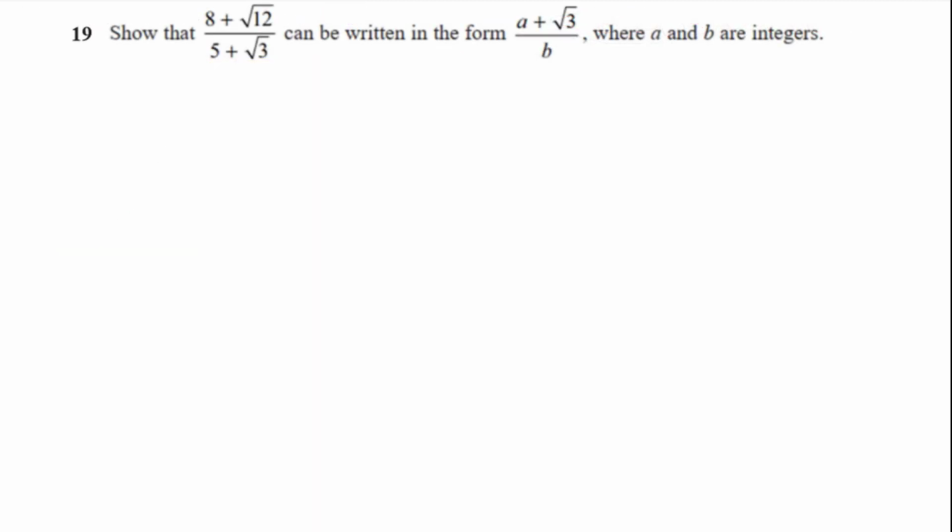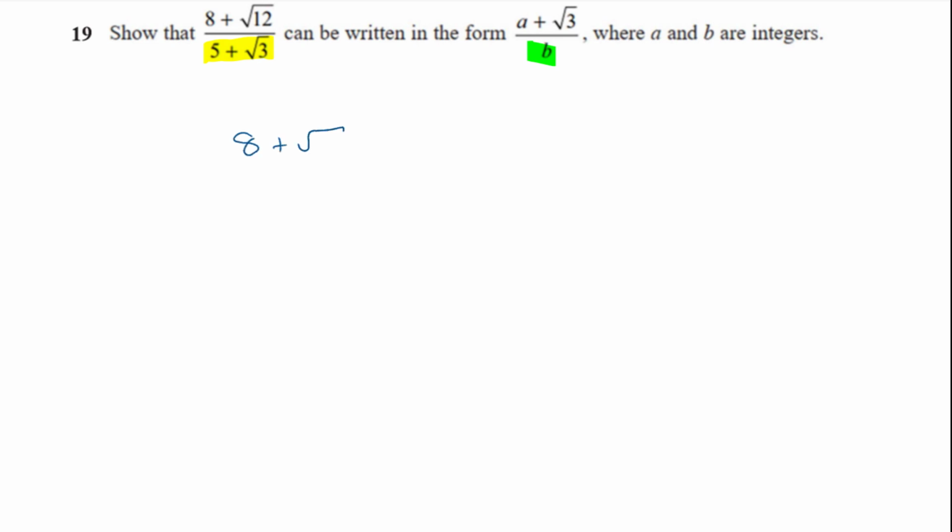Question 19. Show that 8 plus root 12 over 5 plus root 3 can be written in the form a plus root 3 all over b, where a and b are integers. Well, when I look at this, I can see that I have got an irrational denominator here, and then the form that they want me to put it in has got a rational denominator, no roots in it at all. So the first step here is going to be to rationalize that denominator, I think, and then see what drops out. That's what I'm gonna do.